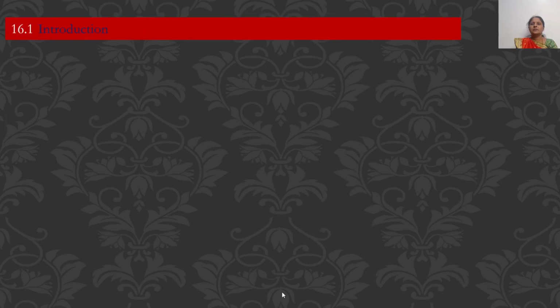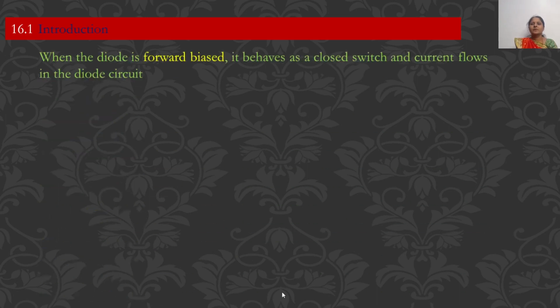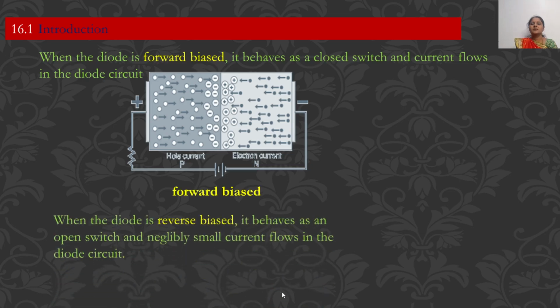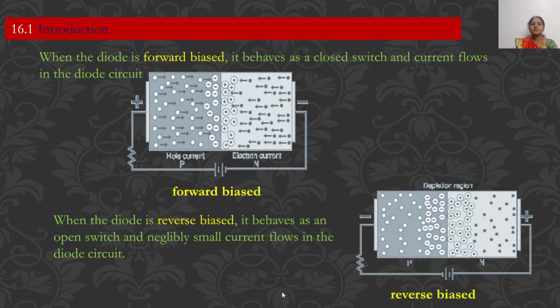Now, the introduction. In 11th standard, we discussed the semiconductor device for the forward bias and the reverse bias. Just remind these points. Firstly, when a diode is forward biased, it behaves as a closed switch and current flows in the diode circuit, as shown in this figure of forward bias. Simultaneously, we discuss the reverse bias. When a diode is reverse biased, it behaves as an open switch and negligibly small current flows in this diode circuit. I show you in the figure a reverse bias.